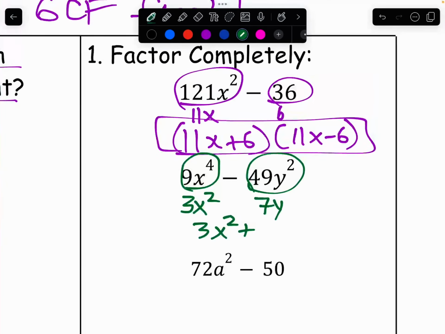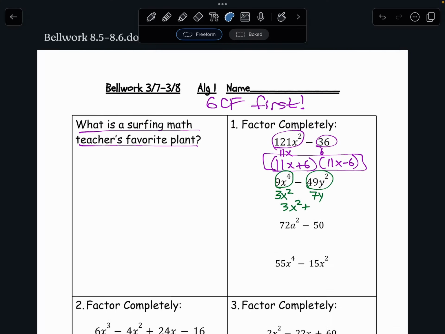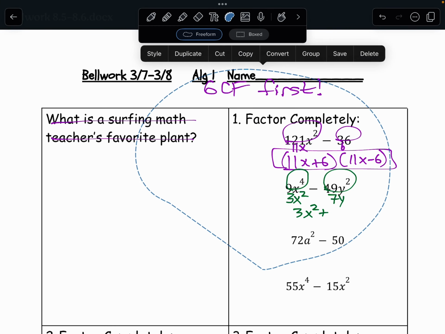Algebra 1. We're going to go through our Bellwork today. First I need to take off what I already have here.